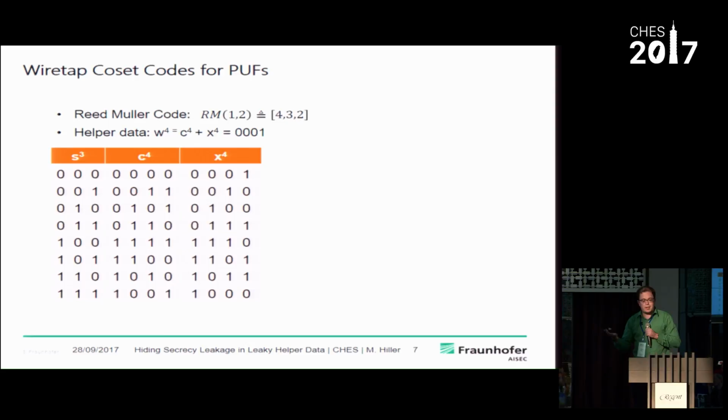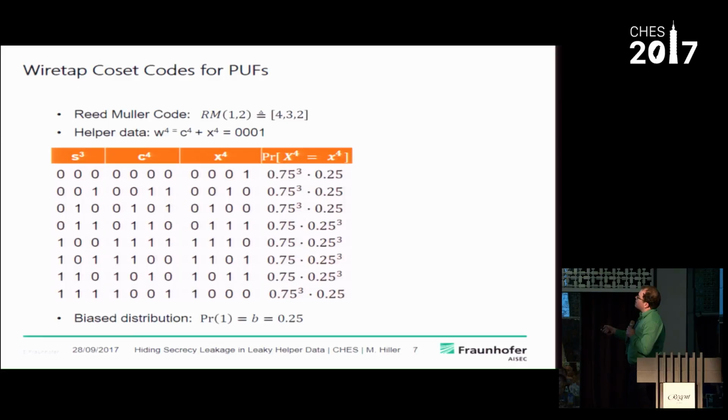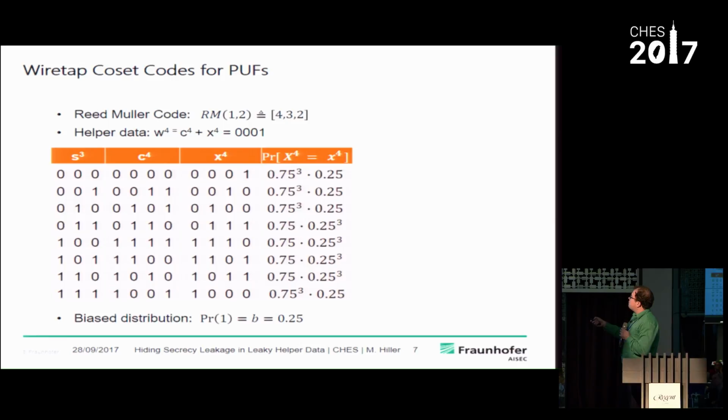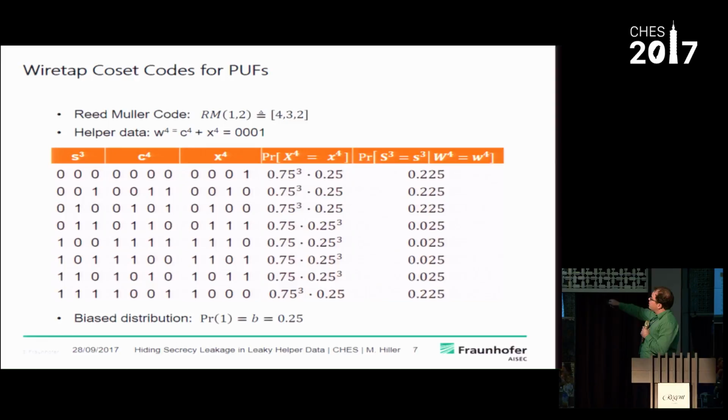Now, as the puff responses are biased, they occur with different probability. And that's where things get interesting. If we assume that 1s only occur with 0.25 probability, just as a generic example, then we have some puff responses that occur with 0.75 to the 3 times 0.25, and others that occur with 0.75 times 0.25 to the 3. So if we look at the probabilities here, the group separates into two parts. We have some of them, the upper 3 and the lower one here, that occur with 0.225. And then in here we have a group of 4 that occur with 0.025.